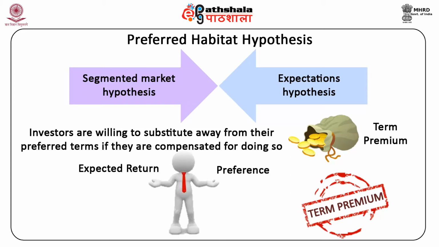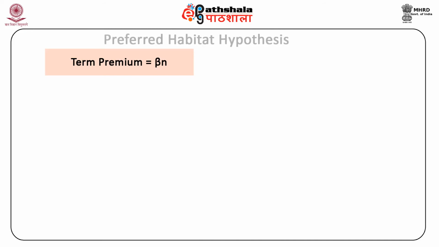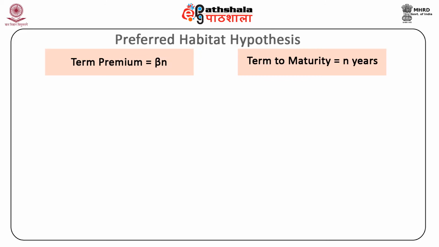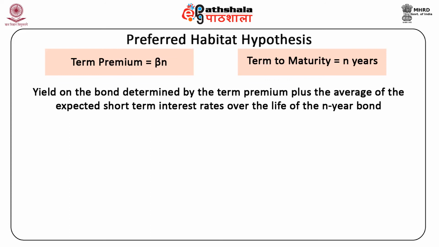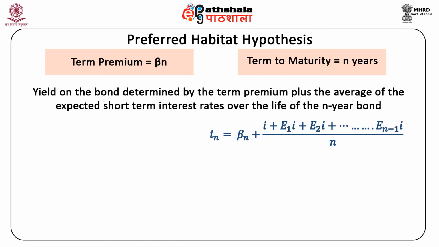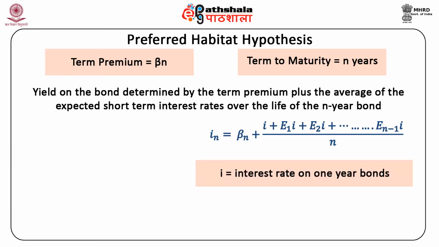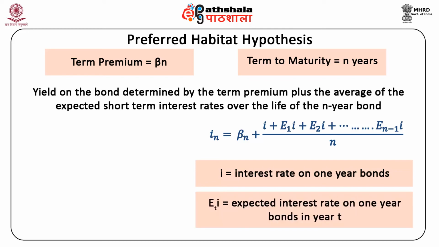An investor will purchase a financial instrument with an undesirable term to maturity only if the investor receives a term premium. If we let beta n be the term premium required on a bond with a term to maturity of n years, the preferred habitat hypothesis states that the yield on the bond, I_n, is determined by the term premium plus the average of the expected short-term interest rates over the life of the n-year bond. That is, I_n is equal to beta n plus (I plus E1I plus E2I and so on up to E(n-1)I) divided by n, where I is the interest rate on 1-year bonds and E_tI is the expected interest rate on 1-year bonds in year t.